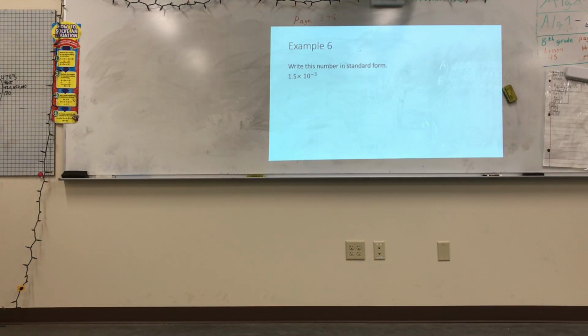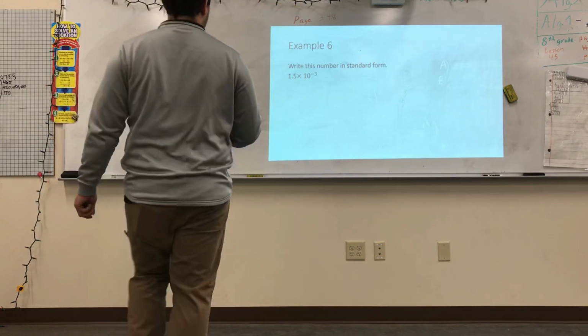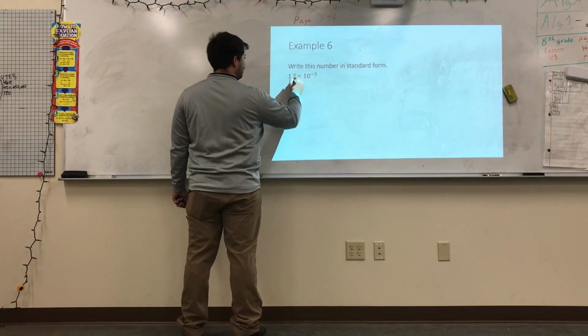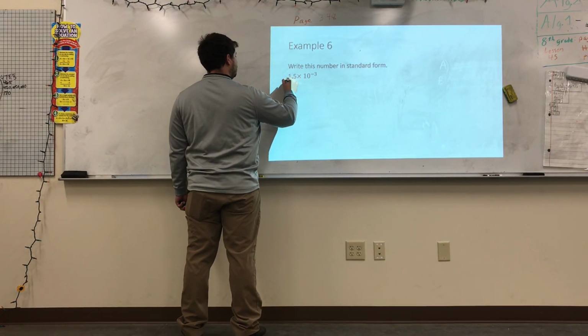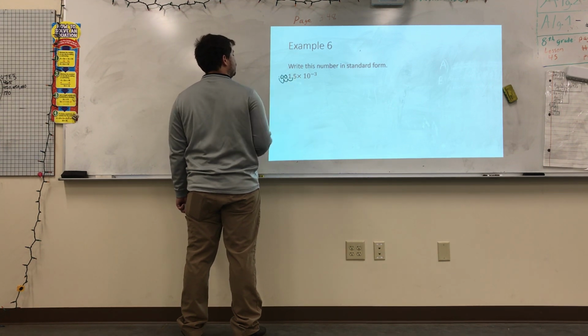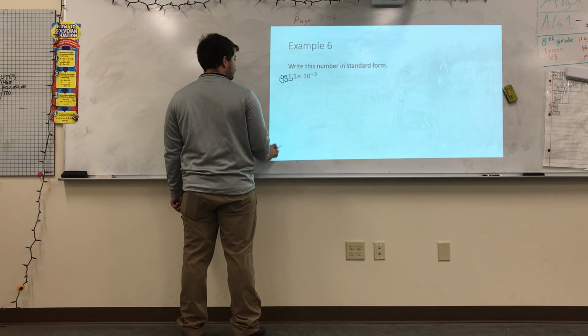Write this number in standard form. We've got to move it over 3 spots. Since the exponent is negative, I have to go to the left. 1, 2, 3. There's my answer.